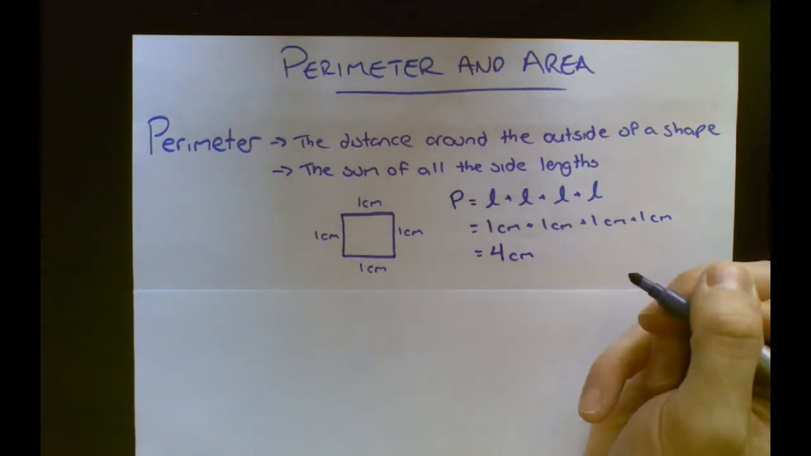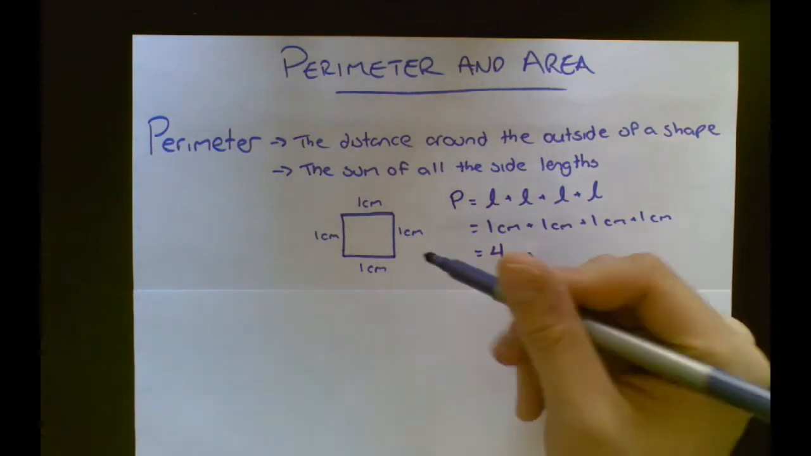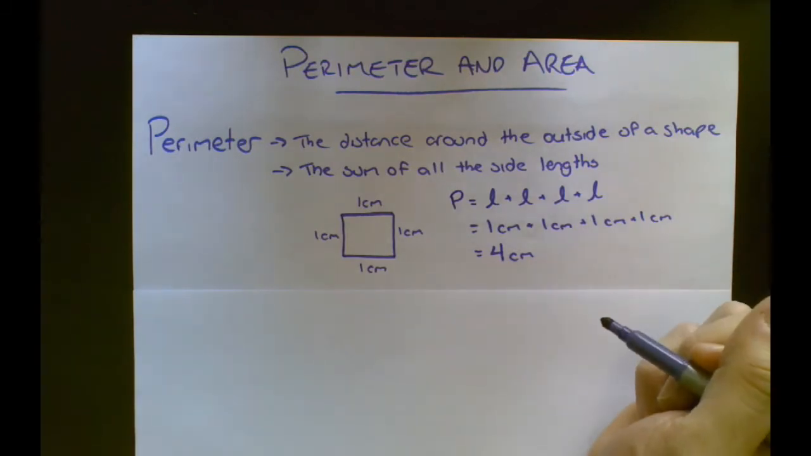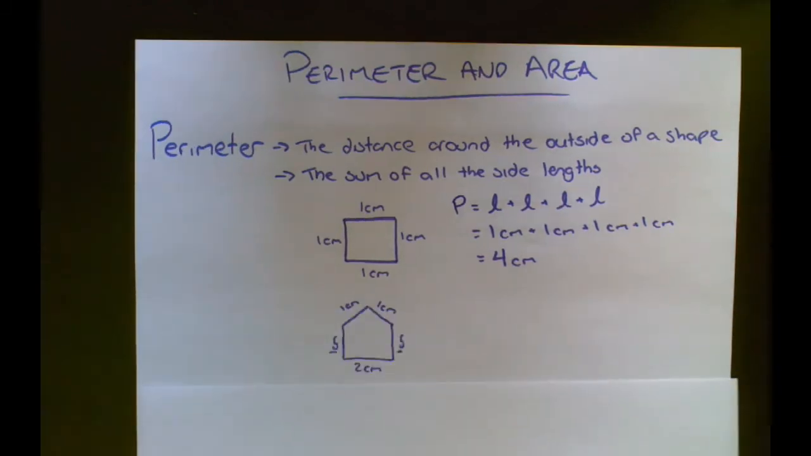For this unit, we're going to be mostly working with rectangles, which are the easiest ones. A square is a type of rectangle. I'll prove that to you later. But just know that when you're dealing with perimeter, it's any kind of shape.